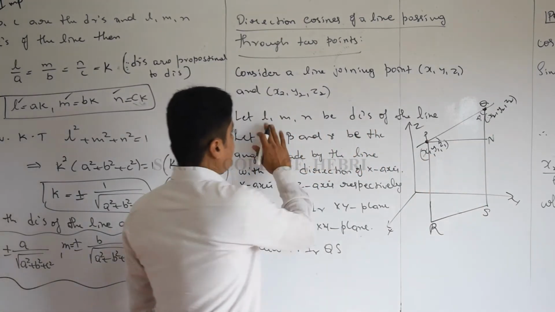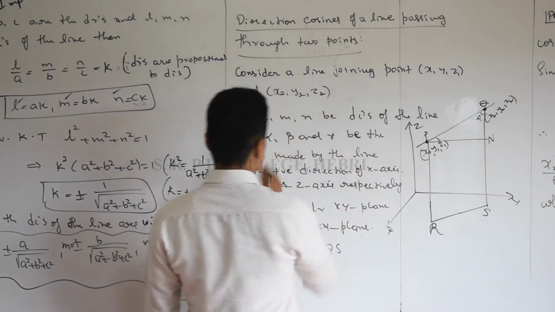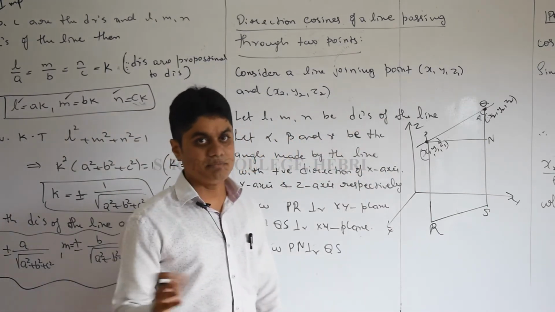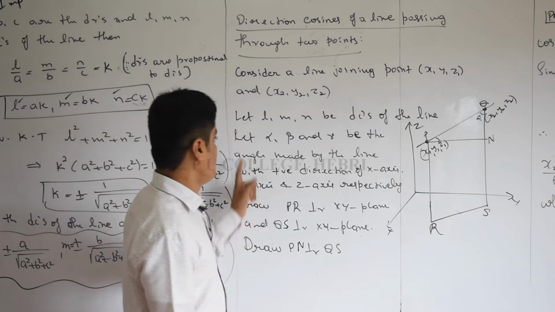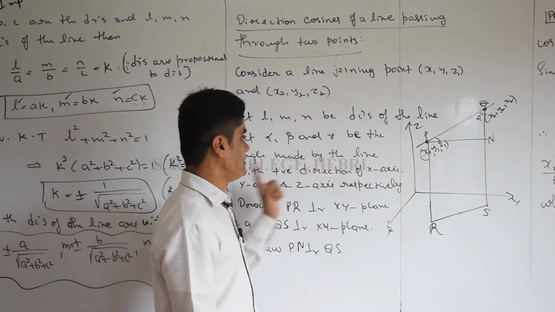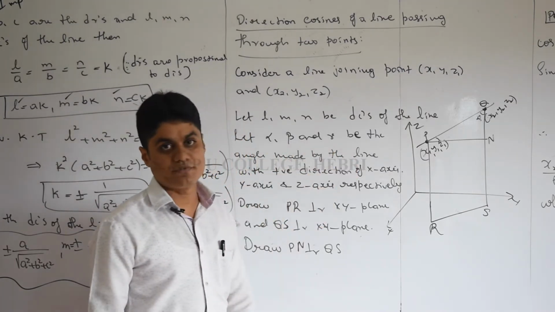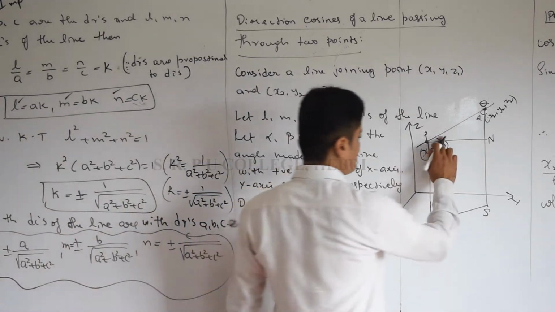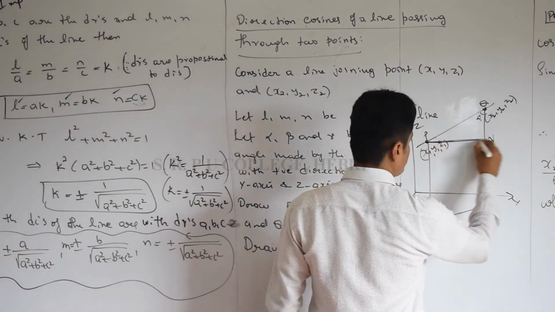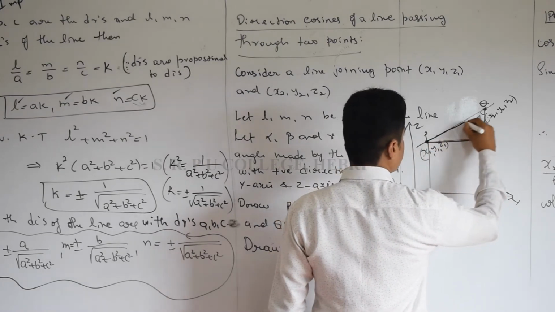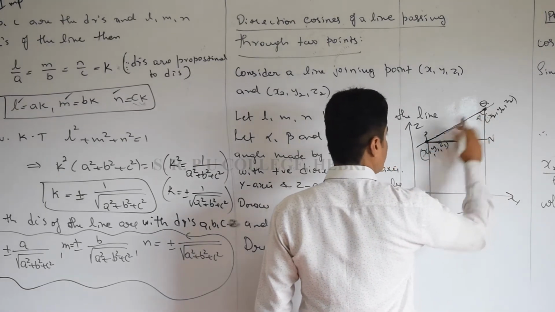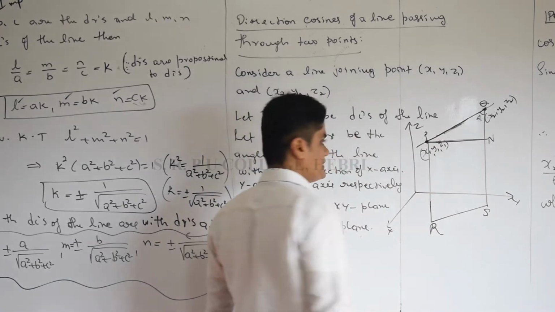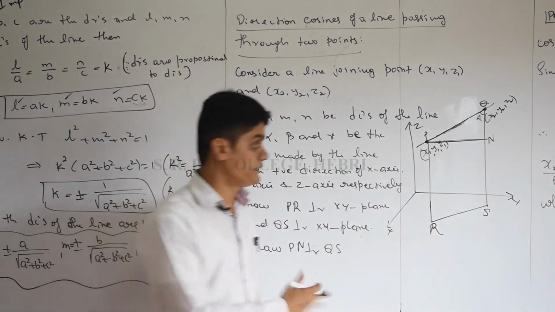Let l, m, n be the direction cosines of the line. Let alpha, beta, gamma be the angles made by the line with the positive direction of the x, y, z axes respectively. Actually, we cannot mark everything here because this is a three-dimensional diagram and we are writing this in a 2D plane. So an exact diagram is not possible to bring, remember that.